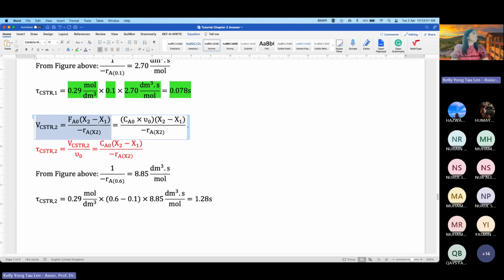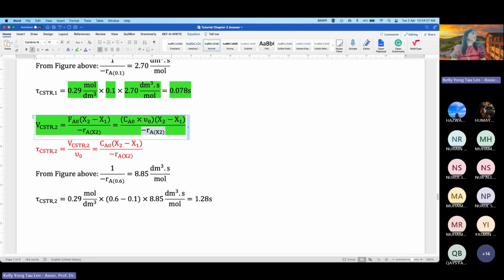So the volume of CSTR2, if you remember, is equal to FA0 times x2 minus x1 per minus RA at my x2. Same concept. Instead of writing FA0, I change it to CA0 multiplied by epsilon naught. The other parts you don't touch, because I only change FA0 into the form of CA0 times epsilon naught. So the back part, x2 minus x1 over minus RA at x2, does not change.